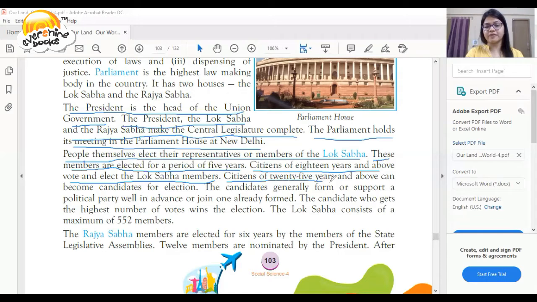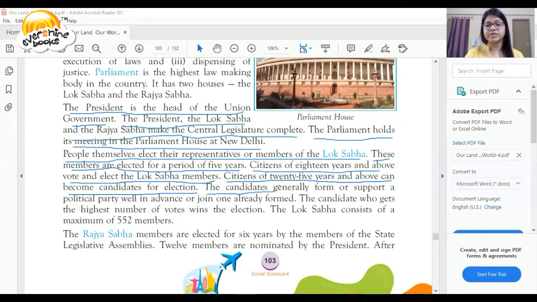Citizens of 25 years and above can become candidates for election. This is again a very important question. What is the age criteria to become a candidate for election? So the answer is citizens of 25 years and above can become candidates for election. So dear student, जब आपको वोट करना है तो आपकी एज क्या है? 18 साल या फिर 18 साल से ऊपर. लेकिन जब आप कैंडिडेट हैं, आपको इलेक्शन लड़ना है, तो आपकी एज क्या होनी चाहिए? 25 साल या फिर 25 साल से ऊपर.